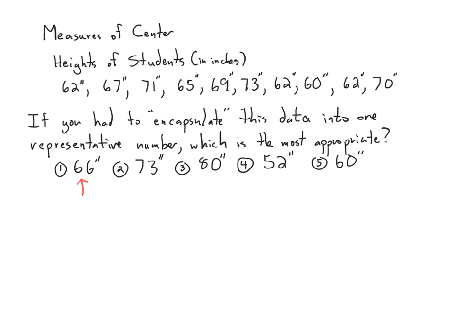If you're thinking of feet and inches, there are 12 inches in a foot. So 66 inches is like 5'6". 80 inches is, well, 80 divided by 12, so that's something along the lines of 6'8", I think. And 52 inches is something along the lines of 4'4". So these ones in no way represent the data points here, so we can automatically cross them out.